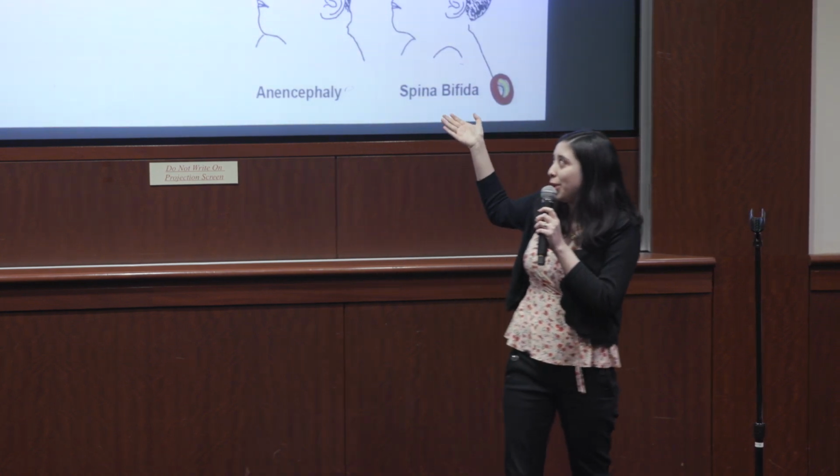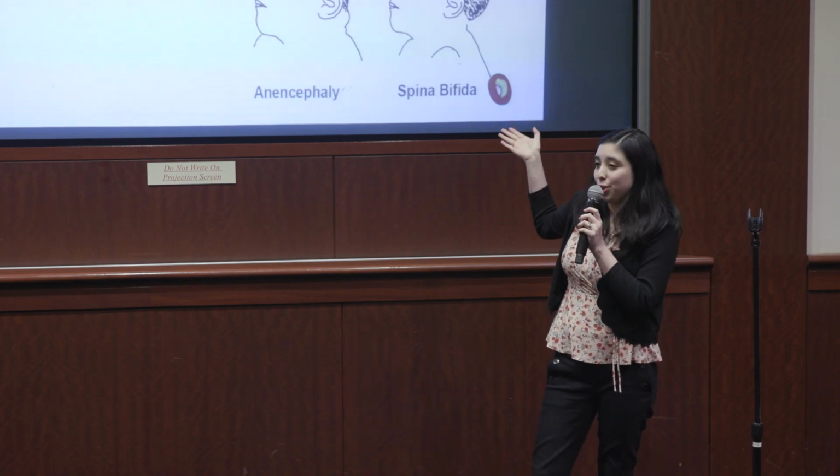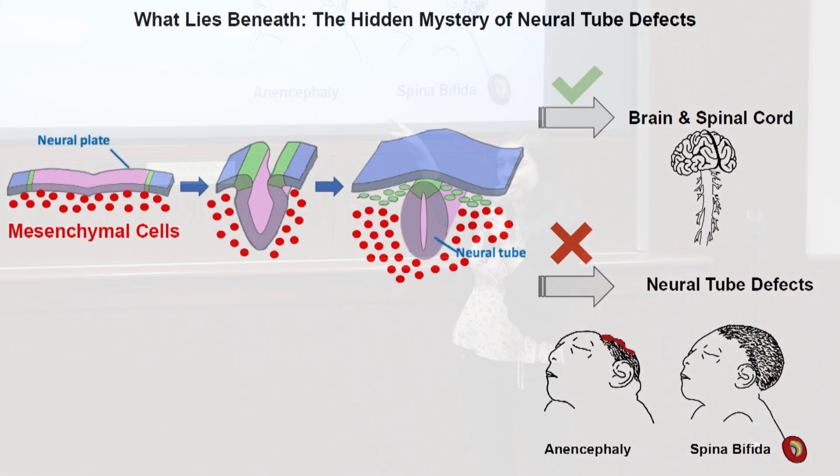If you look here in the bottom right, there are two main types of neural tube defects. You have anencephaly, which occurs when the neural tube does not properly close in the head, and then you have spina bifida, which occurs when the neural tube does not properly close in the spinal region. This could lead to disability, whereas anencephaly unfortunately leads to death. And these are one of the most common structural birth defects, occurring in 1 in 1,000 live births.